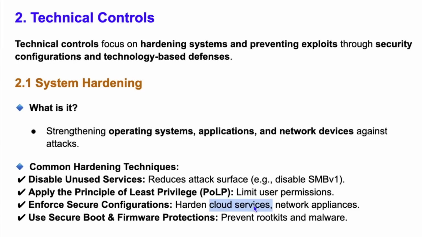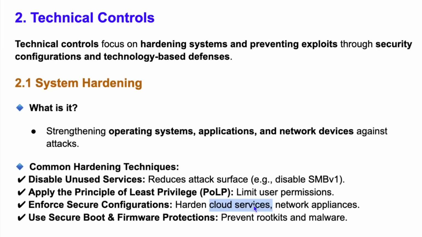Same thing with network appliances. Make sure that all of the ports that are unused on your network switches are disabled. No port should be enabled, and whatever port is actually enabled, there should only be one IP address that is allowed to access that port. No other IP address should be allowed to access that port on that switch. That's a configuration that can be done on your network appliances.